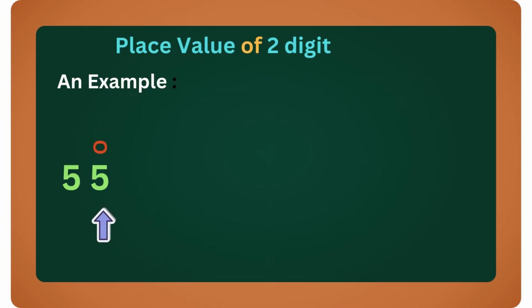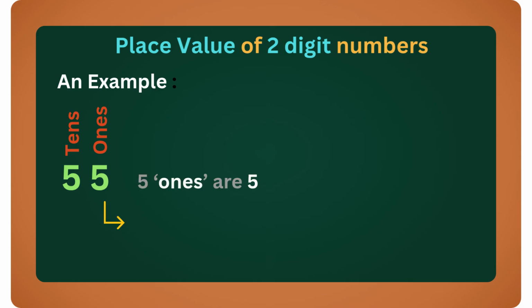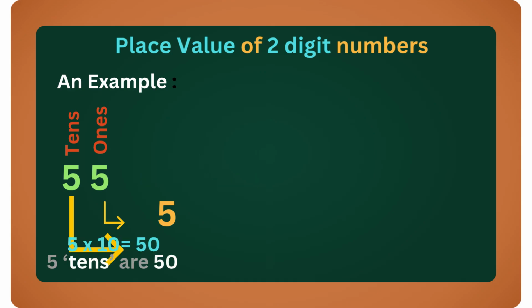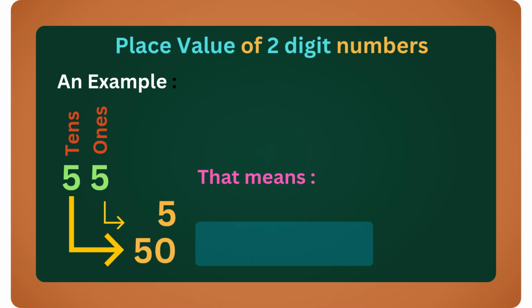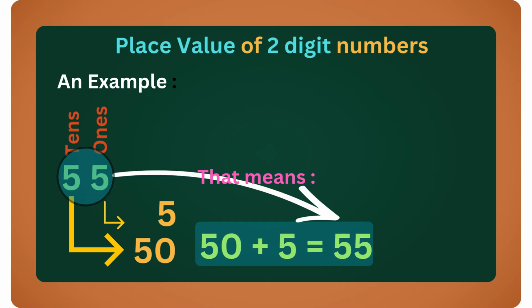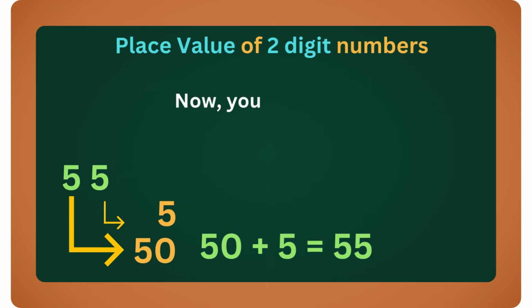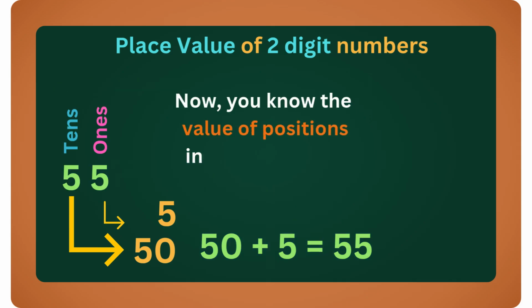These are the ones position and these are the tens position. So 5 ones are 5 and then we are going to do 5 into 10, which is 50 in the tens place. 50 plus 5 is equal to 55. Now you know the value of positions in numbers, right?